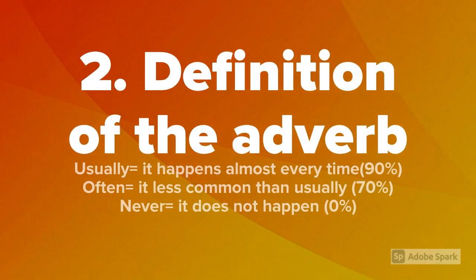The second most common mistake is the definition of the adverb. Remember that usually refers to something that happens almost every time. That means 90% of the time. Often refers to something less common than usually, and that means 70% of the time. And never refers to something that does not happen. That means 0% of the time.